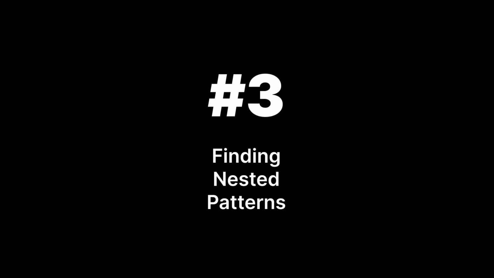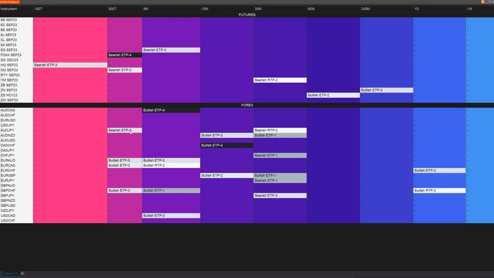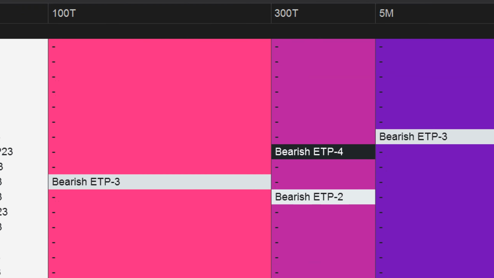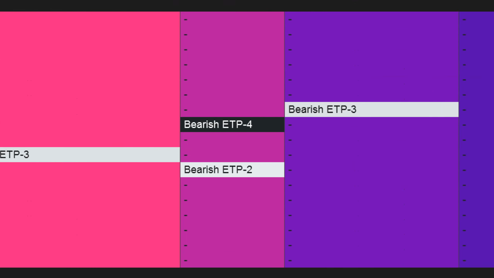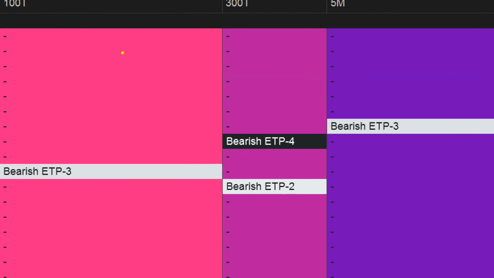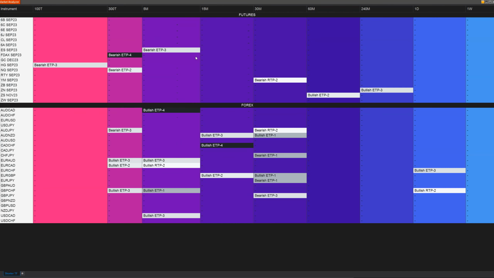Okay, number 3 is going to be finding nested patterns. Using the XABCD Pattern Scanner makes it very easy to find nested patterns, because these are patterns within other patterns. So if you had a pattern on the 5-minute time frame that also triggered on a 15-minute pattern, it might be the same pattern but zoomed in or zoomed out, depending on the size of the pattern.